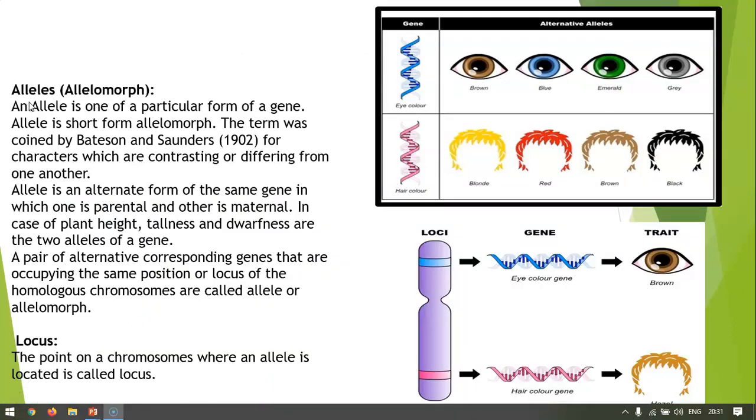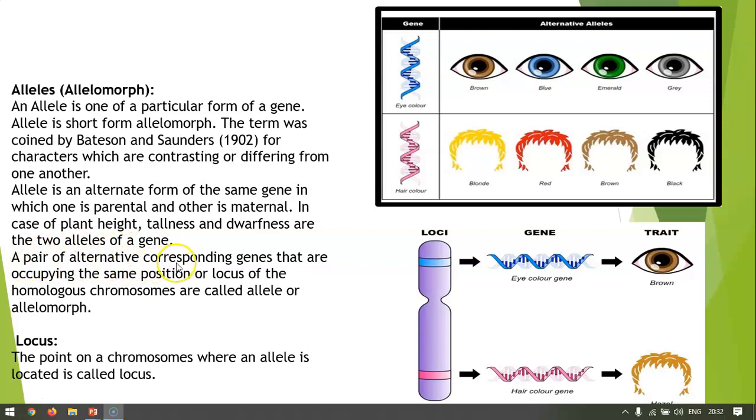Moving to the next important term that you need to know is alleles. An allele is one of a particular form of a gene. Allele is short form of allelomorph. The term was coined by Bateson and Saunders in 1902 for characters which are contrasting or differing from one another. Allele is an alternative form of the same gene in which one is parental and other is maternal. In case of plant height, for example, tallness and dwarfness are two alleles of a gene.